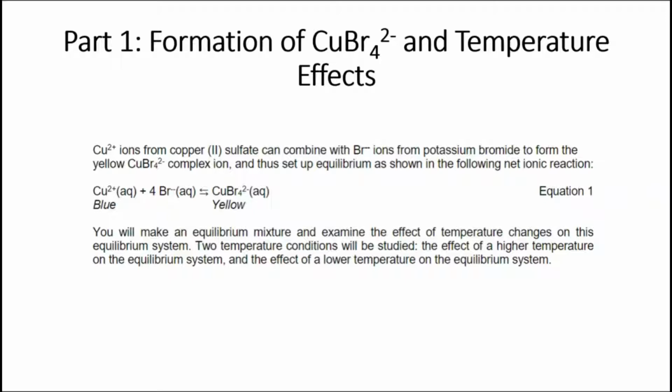It's important to remember that while the CuBr4 2- is yellow in color, it will be in equilibrium with the copper ion, which is a blue color. So if you get a shift to the right, instead of seeing yellow, you actually may see green.